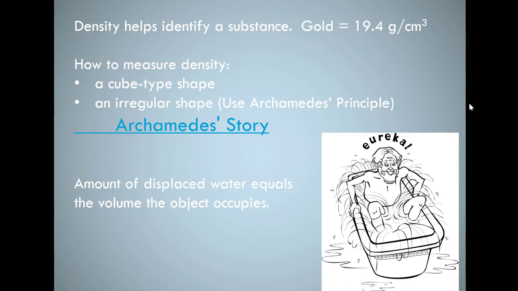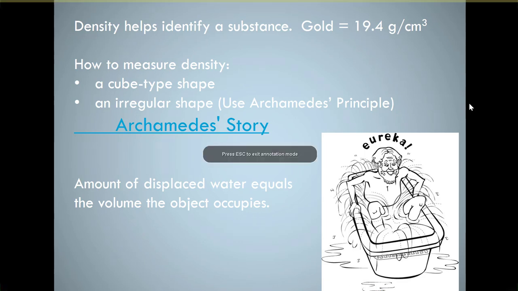Usually if we have a solid, we use cubic centimeters. If we have a liquid, we use milliliters, but we can use cubic centimeters for everything. So how do you measure density if you have a cube type shape? And how do you measure density if you have an irregular shape?